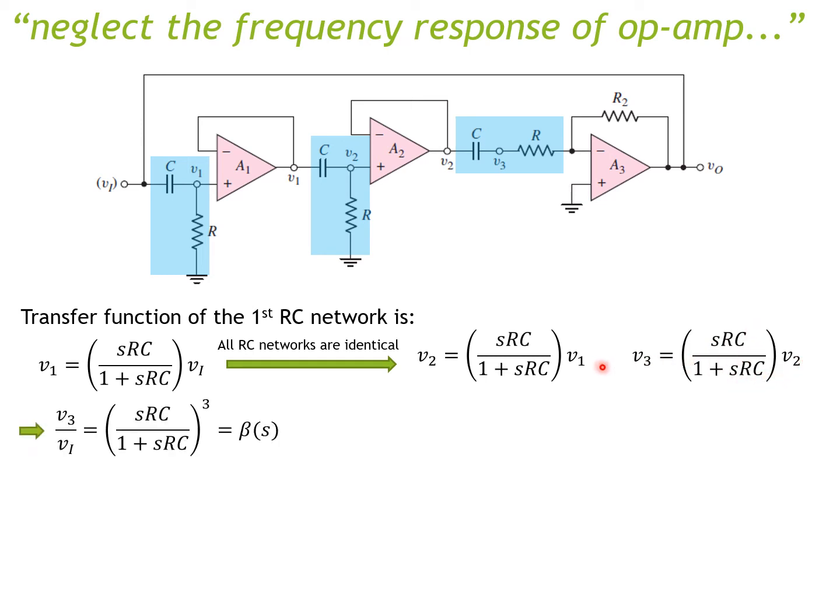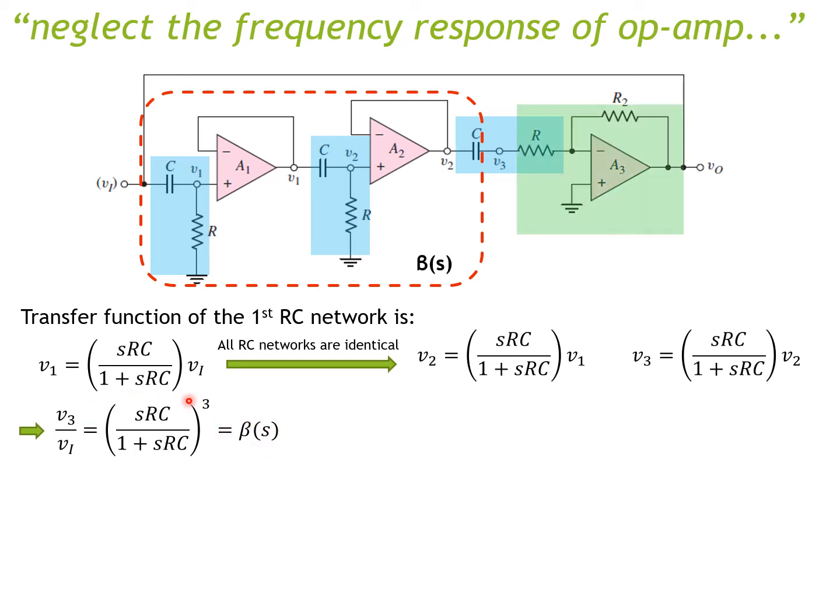Okay, so now you can actually compare between V3 and Vi, right? So now you can have a total transfer function for your whole frequency sensitive feedback network, beta. Okay, I hope I got that correctly. So now you have that term in here, beta(s). How about your open loop gain?